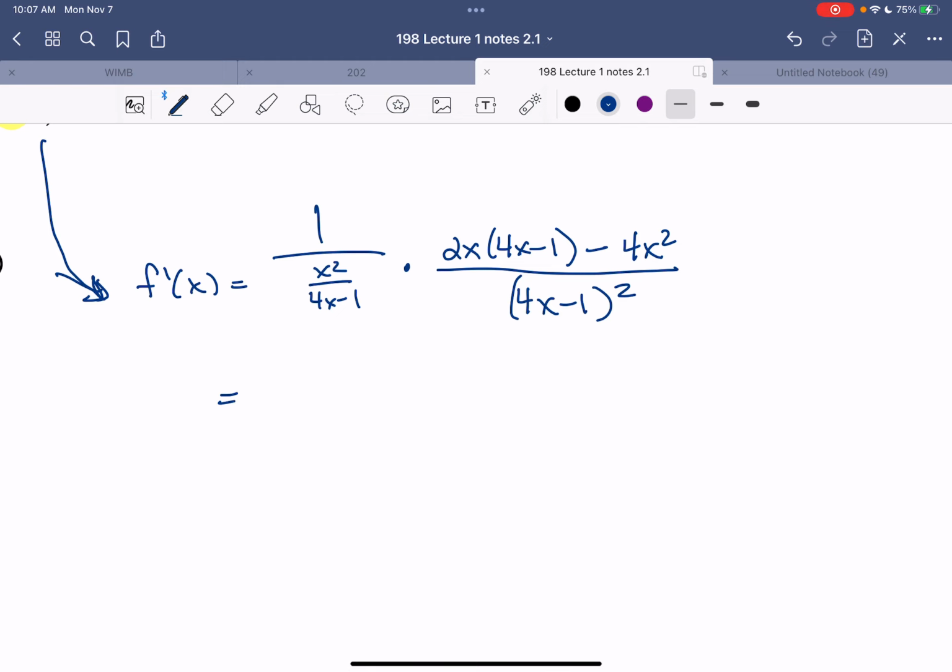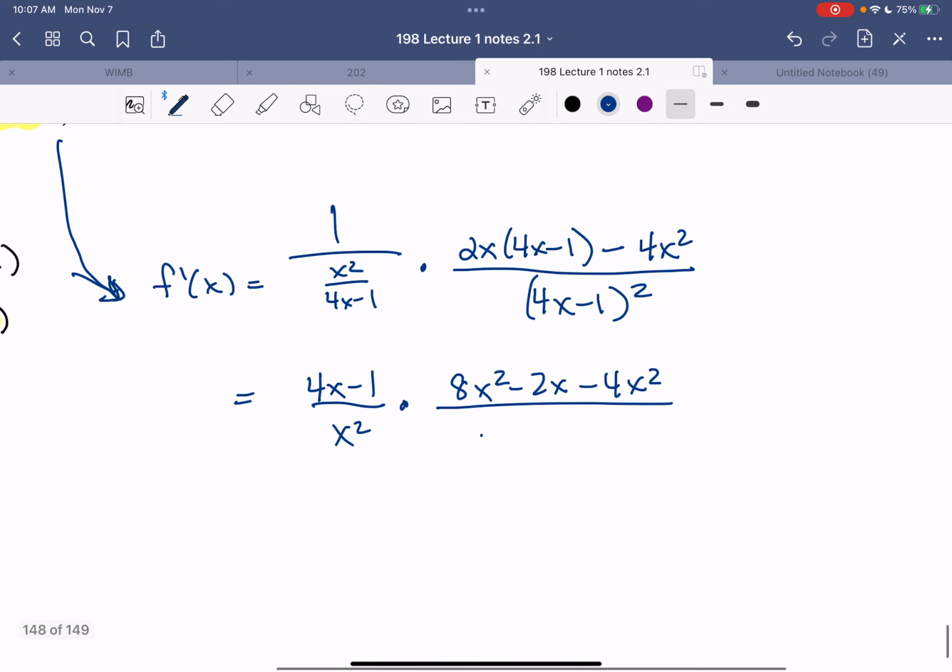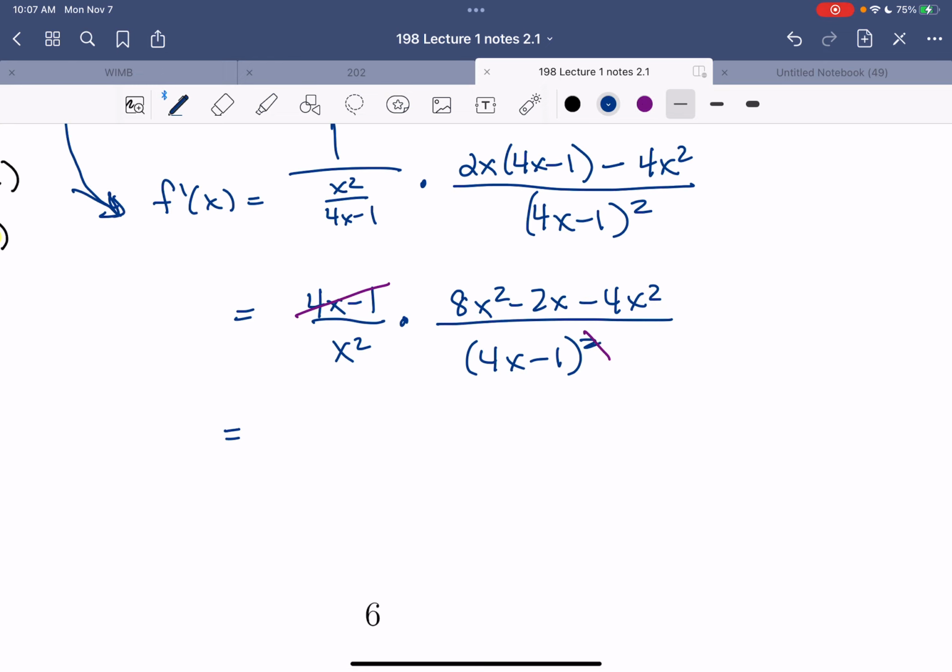Okay, when we clean this up, we know that 1 over a complex fraction, take the reciprocal. So that means we get 4x minus 1 over x squared times, let's see, that's 8x squared minus 2x minus 4x squared over 4x minus 1 squared. Now, I have a 4x minus 1 on the top and 2 of them on the bottom. So 1 of each will cancel. And we will have, let's see, on top, I have 8x squared minus 4x squared is 4x squared minus 2x. On the bottom, I've got the x squared on the left, and I've got 4x minus 1.